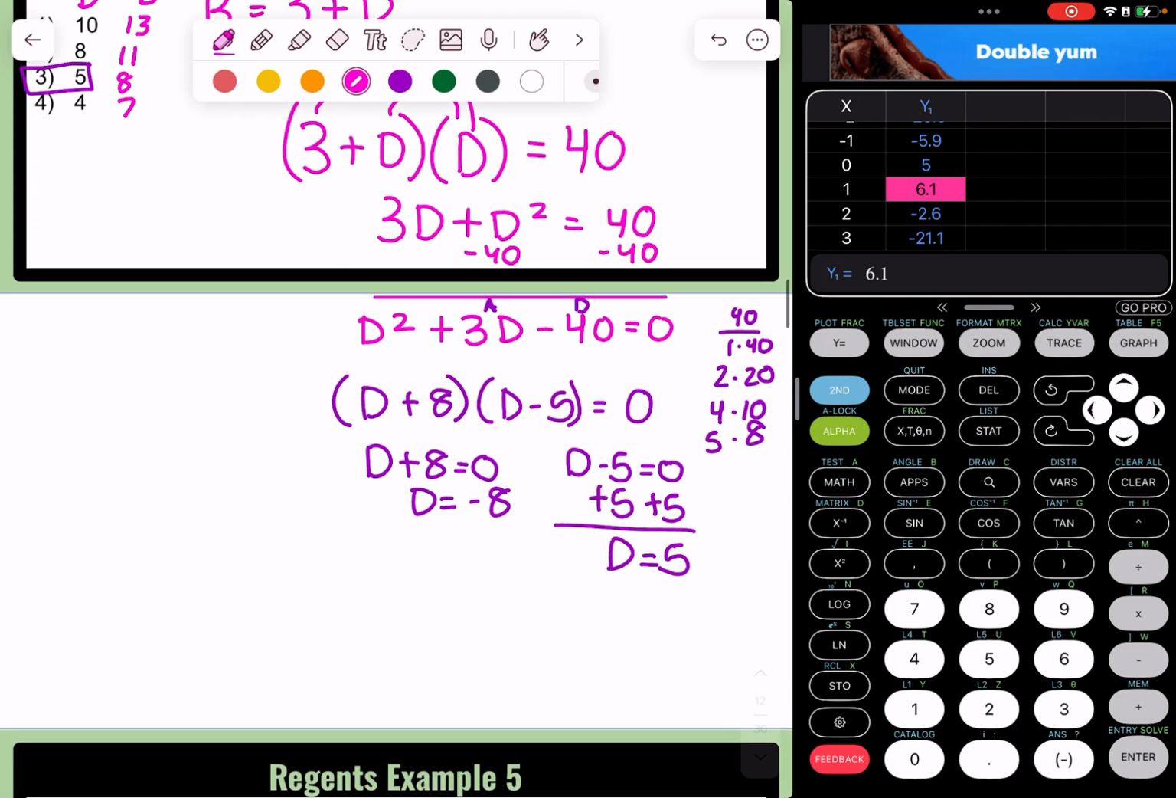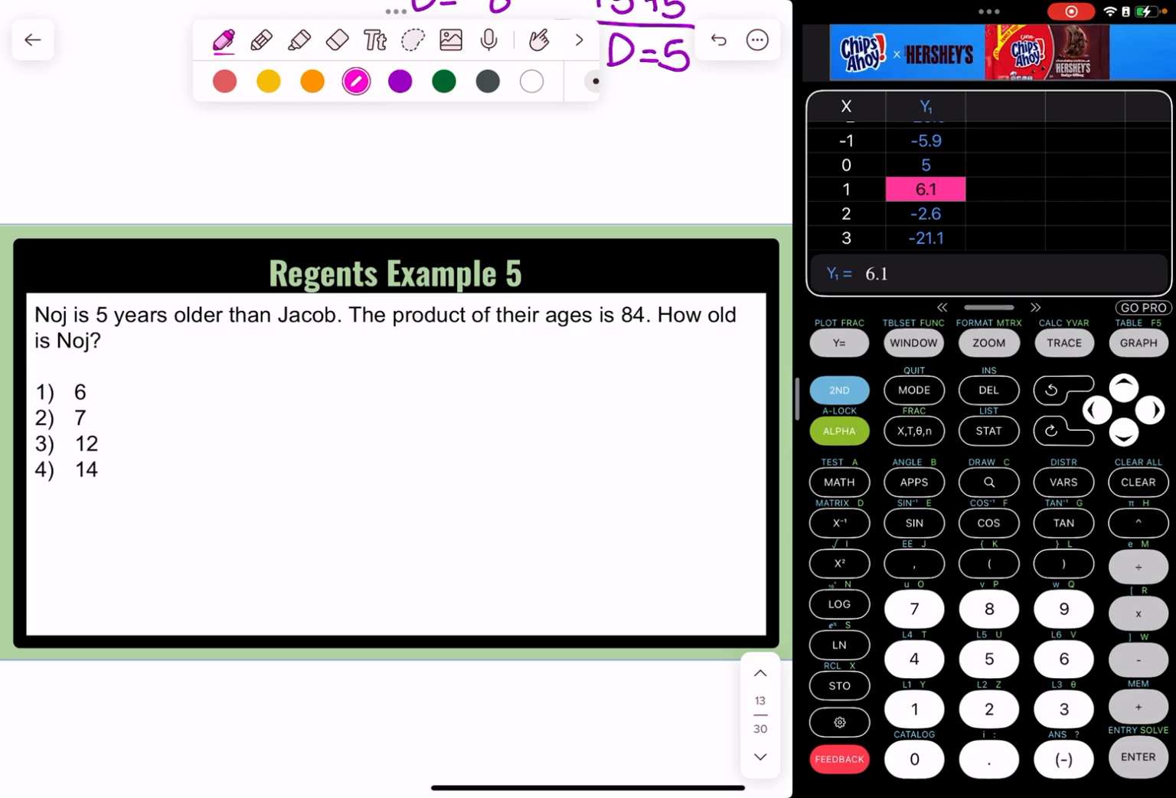All right, let's look at the next question. Ooh, this is kind of the same question. You do it. This person, Noji, is 5 years older than Jacob. So N equals 5 years plus Jacob, and we know that Jacob is just Jacob. And it says the product of their ages is 84.